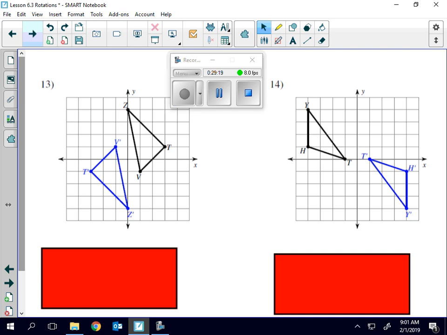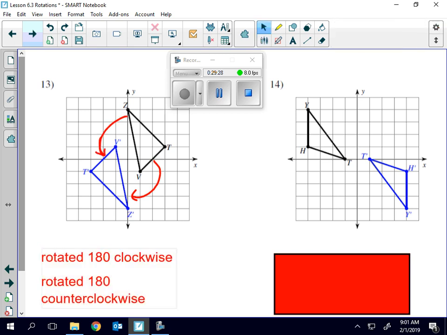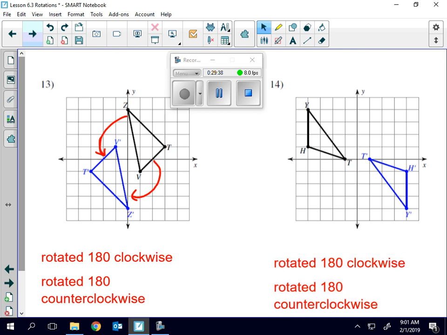Okay. This one is the same. To me, that looks like 180 degrees either direction. So 180 degrees is fine. And see if you can do the last one. Pause the video. And that one is as well 180 degrees.